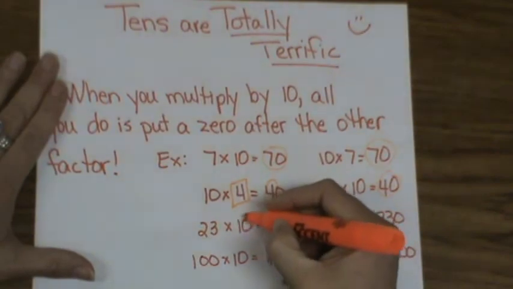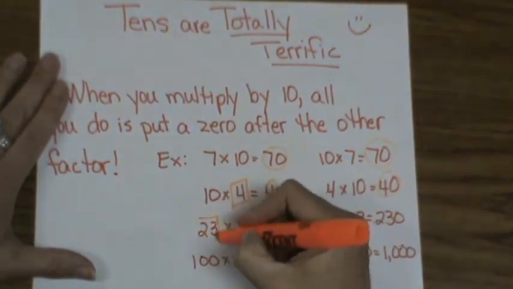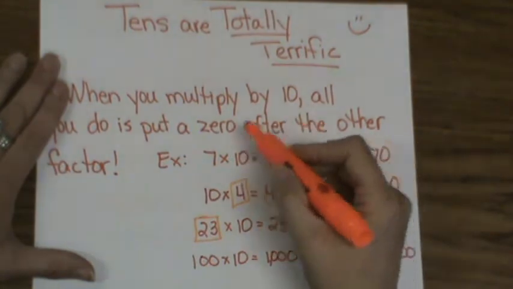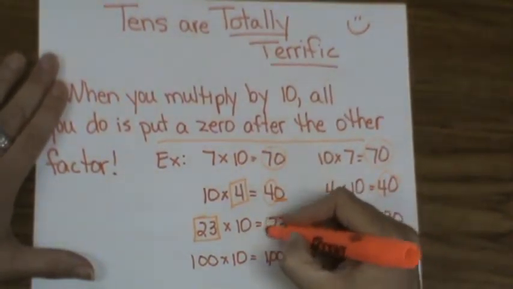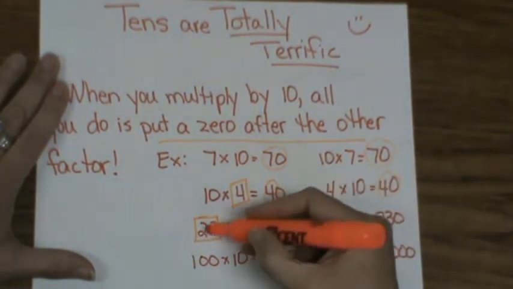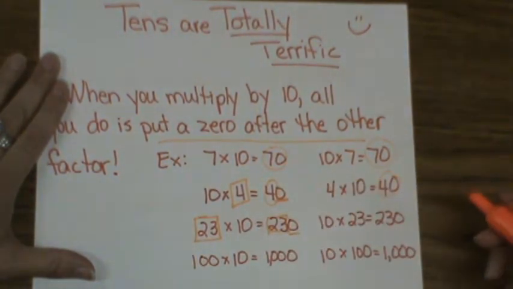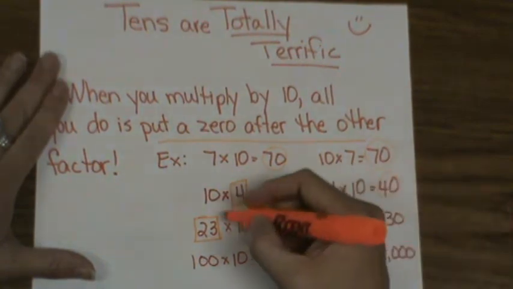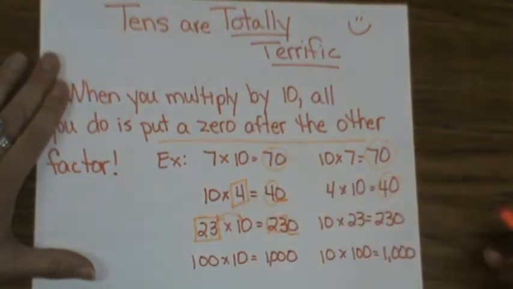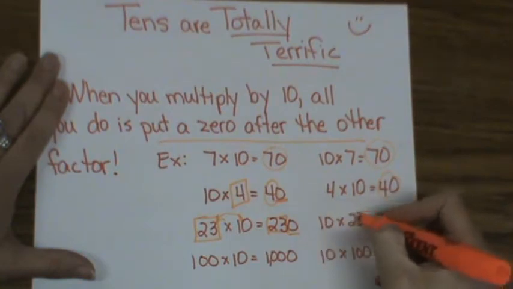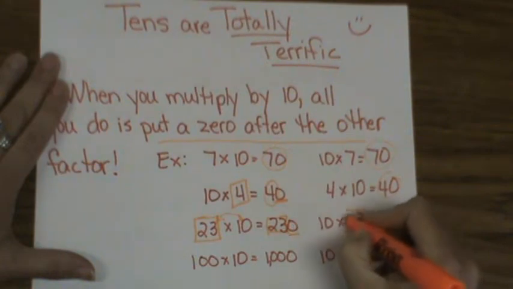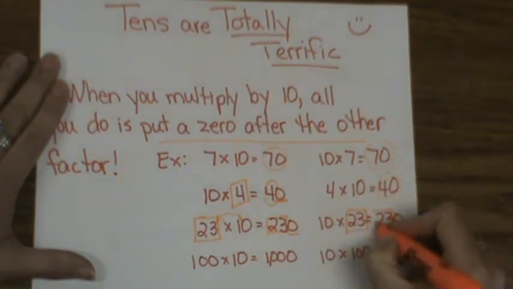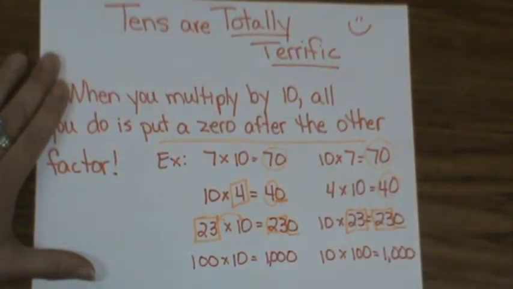So if I'm multiplying by 10, my other factor is 23. My rule tells me I put a 0 after the other factor. So I've written 23, and I've just added that 0. So 23 times 10 is 230. Commutative property tells me I can switch the order of these factors and show 10 times 23 is 230, because this is my other factor, and all I have to do is put a 0 after it when I multiply by 10.